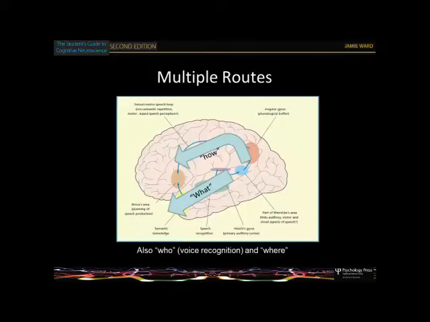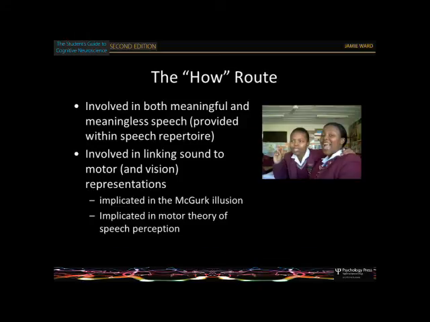There are fMRI studies suggesting that it's the how root, it's not the auditory cortex itself. It's something to do with mapping onto vision and the motor representations of speech that drive the McGurk illusion. The other suggestion is that it helps in speech recognition.